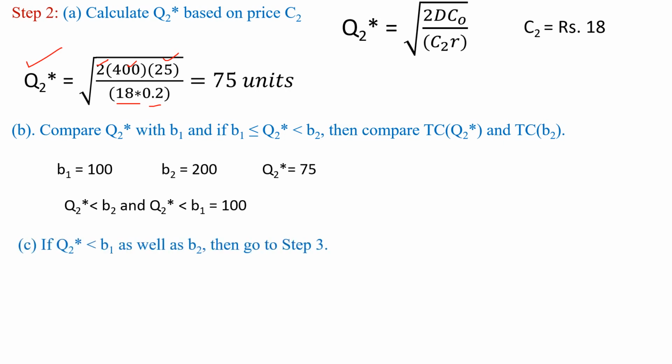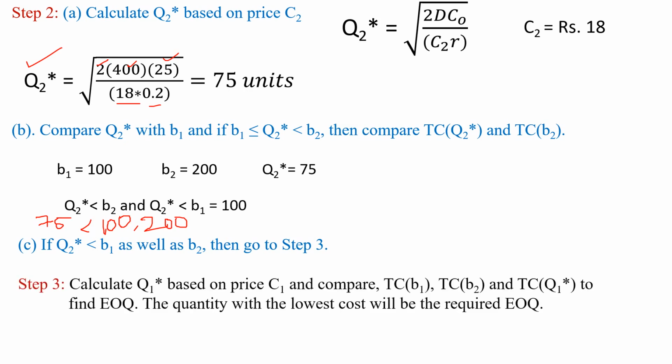Then we have to go to the third condition in step 2, that is, if Q2 star is less than B1. Here Q2 star is 75 and B1 is 100, so Q2 star is less than B1 as well as B2. Here B2 is 200. So the third condition is satisfied in this step 2. That is, Q2 star is less than B1 as well as B2. Then I have to go for step 3. Let's see step 3.